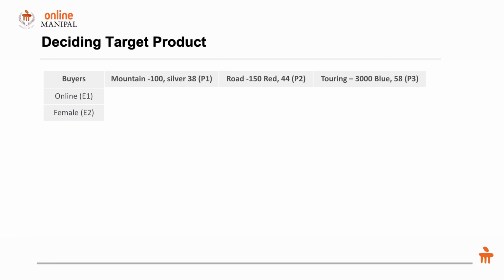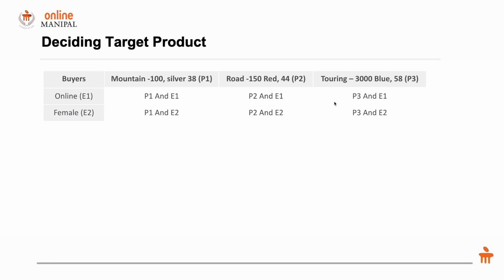These are the 3 products out of which we want to decide which one would be most favorable for this campaign. Now, if we look at the various outcomes from these multiple events, outcome 1 is online buyers purchasing product 1. Number 2 is online buyers purchasing product 2. Number 3 is online buyers purchasing product 3. Similarly, female buyers can be purchasing product 1, 2 and 3. All these form different outcomes: outcome 1, 2, 3, 4, 5 and 6.